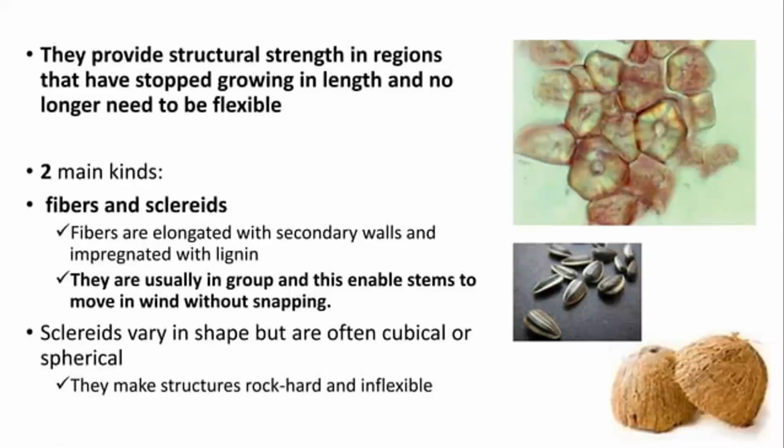So generally sclerenchyma is composed of two types of cells, fibers and sclereids. Fibers are elongated with secondary walls impregnated with lignin, and they are usually in groups, and this enables the stem to move in wind without snapping. Sclereids vary in shape but are often cubical or spherical, and they make the structures rock hard and inflexible.